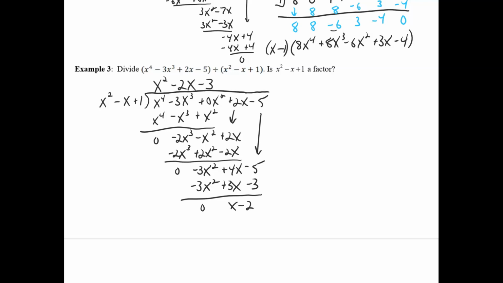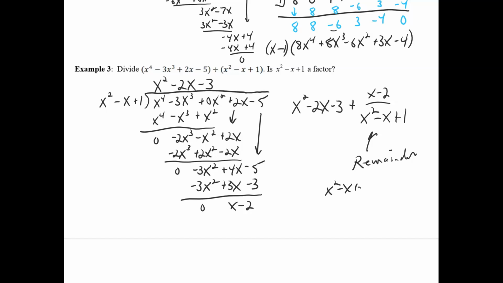So that means that what we have here is the divisor x squared minus x plus 1. Actually, I'm just going to write that as: when we divide the 4th degree by the 2nd degree, we end up with x squared minus 2x minus 3 plus x minus 2 over the divisor x squared minus x plus 1. That's a remainder. It's not 0, and therefore x squared minus x plus 1 is not a factor.